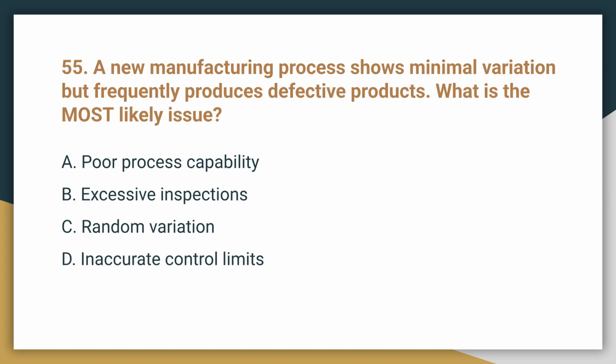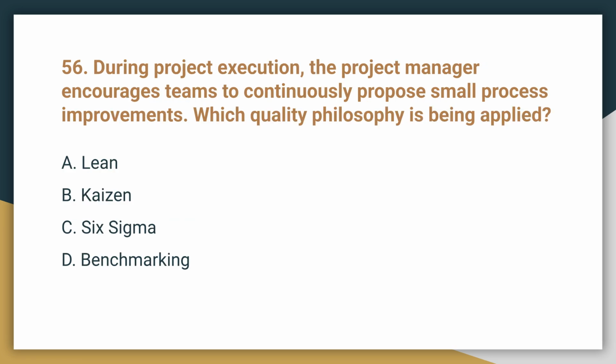Question 55. A new manufacturing process shows minimal variation but frequently produces defective products. What is the most likely issue? The most likely issue is A. Poor process capability. Low variation is good, but if the process average is far from the specification target, many products will still be defective.